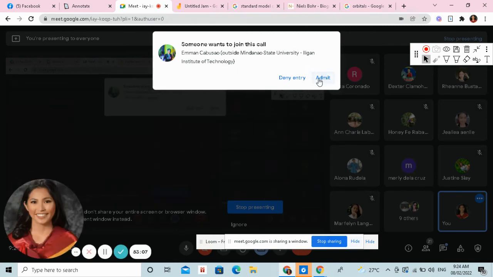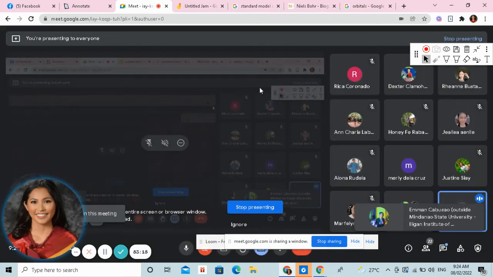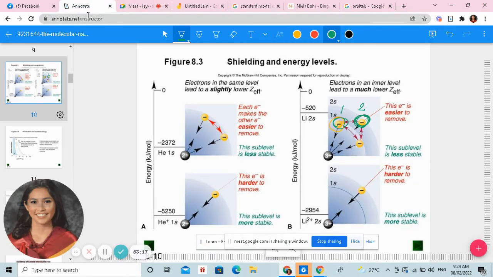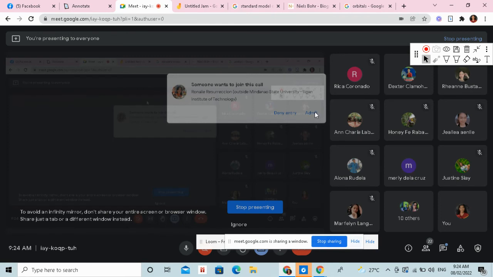Electron, nuclear 1, 2, ma'am. Hard to remove. Nuclear 2, ma'am. Nuclear, electron 1, electron 2. Electron 2, ma'am. Hard to remove. Isn't it hard to remove?